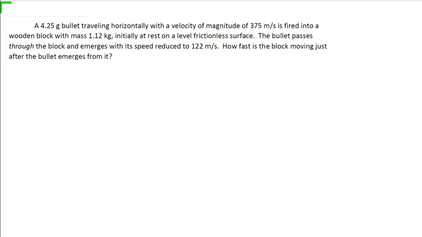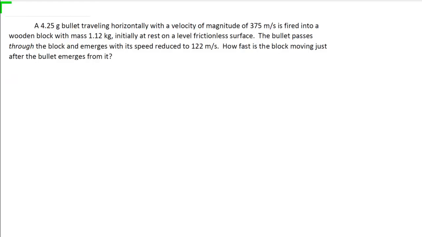Okay, now let's take a look at maybe a more useful application of conservation of momentum, and one where we don't have a perfectly elastic or a perfectly inelastic collision. Collisions don't have to be elastic or inelastic in order for momentum to be conserved. It is conserved in every case. Elastic and inelastic were just special cases.